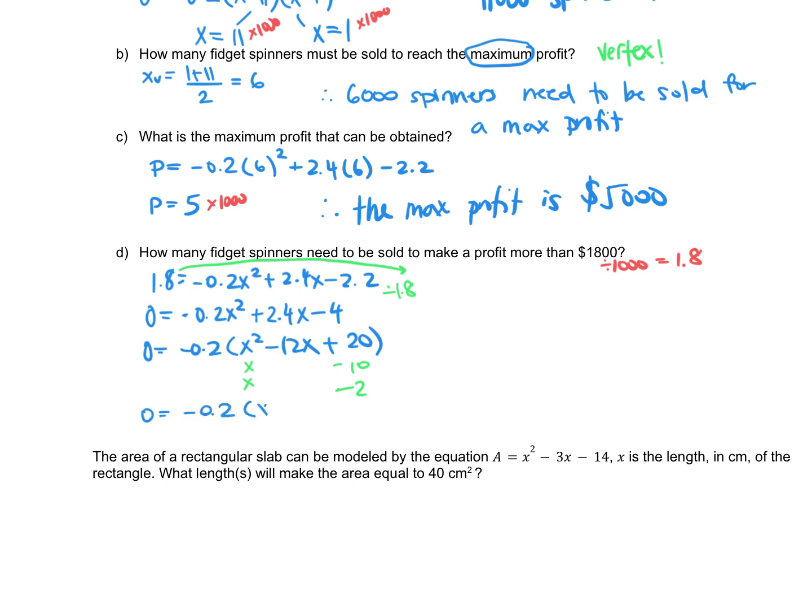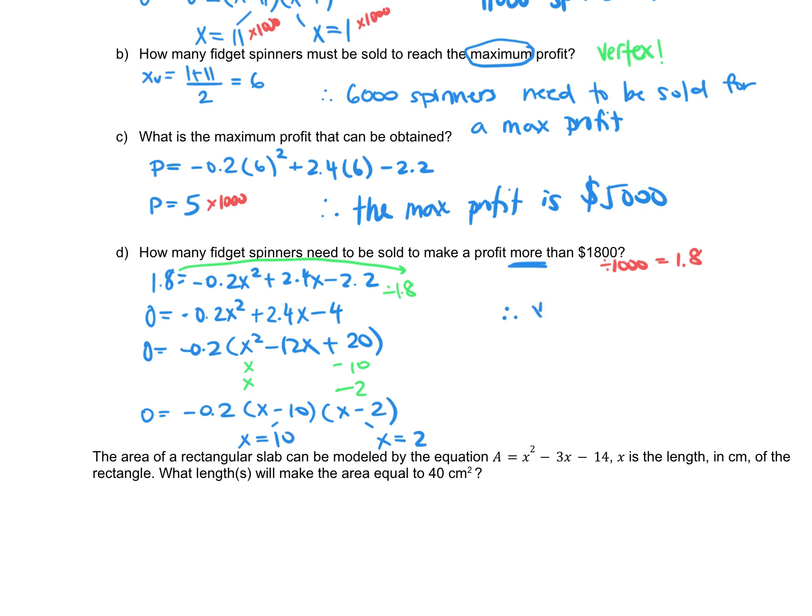So here we go. Again, remembering my GCF and then my brackets. And when I branch out, we get x equals positive 10 and positive 2. So if we sell between 2,000 and 10,000 spinners, we will make more than 1,800. I'm saying between here because I want more than 1,800. If the question was about an exact profit of 1,800, I would say exactly 2,000 and exactly 10,000 spinners.